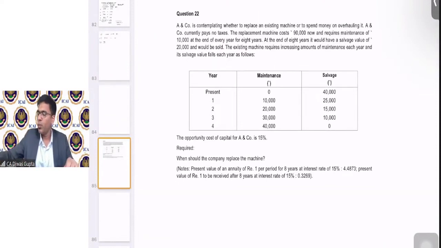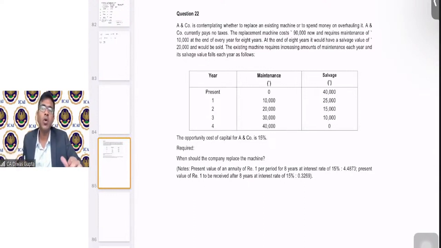Question number 22. Now this is on the replacement, students. A and company is contemplating whether to replace an existing machine or to spend money on overhauling it. A and company currently pays no taxes.